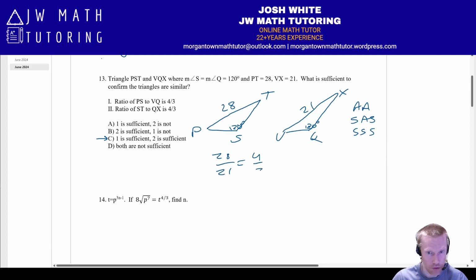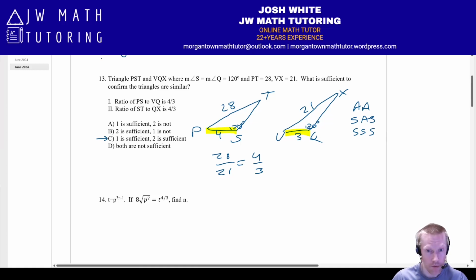Okay. All right. So with that being said, first of all, notice the ratio of PT to VX, 28 to 21. If you just divide by 7, it reduces to 4 over 3. So that ratio matches the same scale factor ratio in these two things we're looking at. So the ratio of PS to VQ is 4 to 3 as well. Say it's 4, say it's 3. It doesn't really matter.